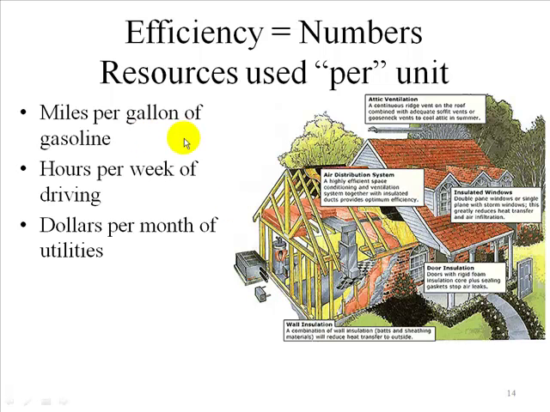Some other examples: miles per gallon of gasoline, hours per week of driving, dollars per month spent for the utility bill. This home is an energy efficient home, and so they measure their utility bill and see how can we decrease our utility bill with insulation, with the way that it faces, with attic ventilation, insulated windows, etc.